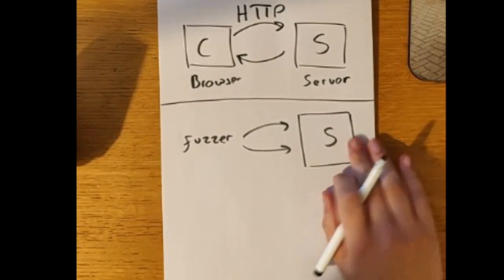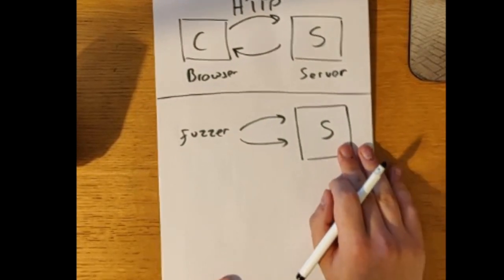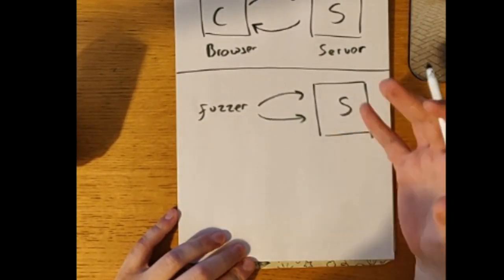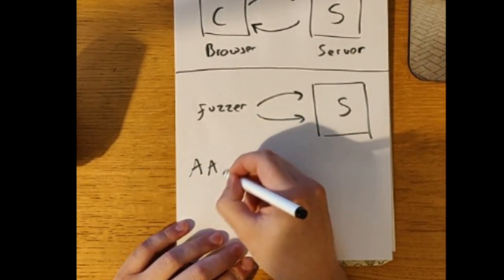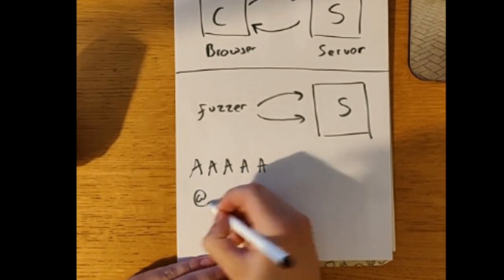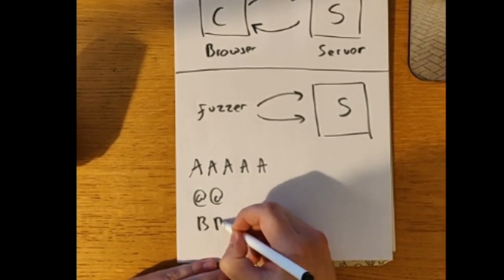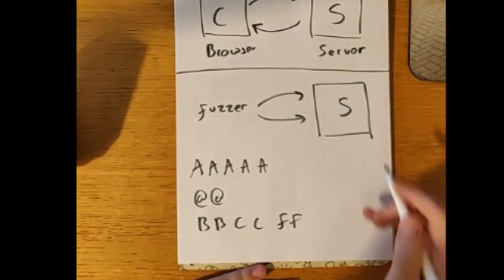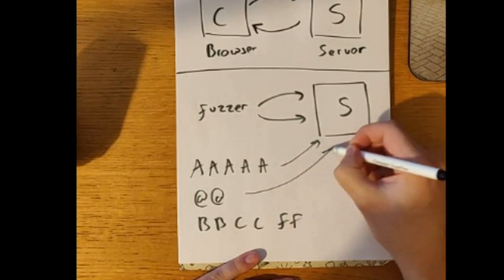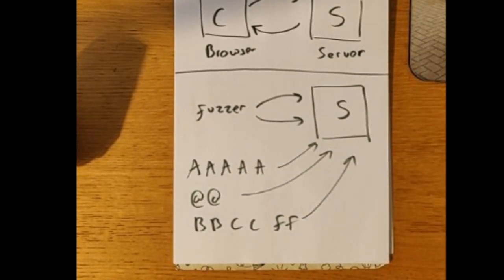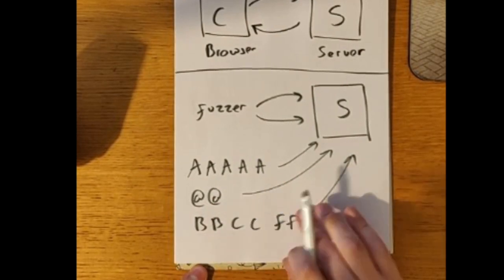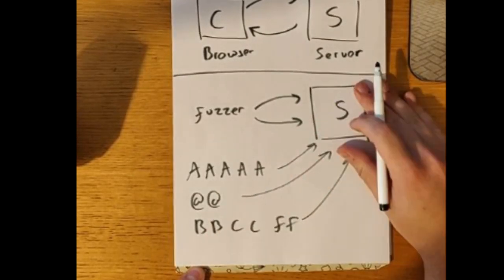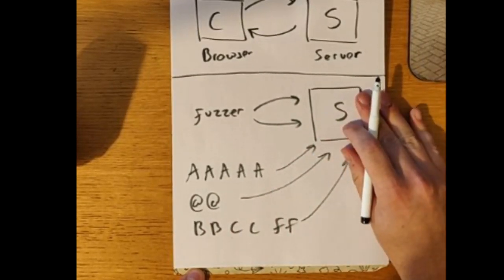Initially, this was just taking random bits of data. When I say random bits of data, I mean instead of sending a valid HTTP request, I'd just send 10,000 letter A's, or lots of different at symbols, or lots of different B's with some C's and some F's. Instead of sending valid messages, I'd be sending these randomly generated, well, strategically generated is probably a better term, bits of data to the server to see, when I throw stuff at a wall, does it stick? Does that server behave differently?